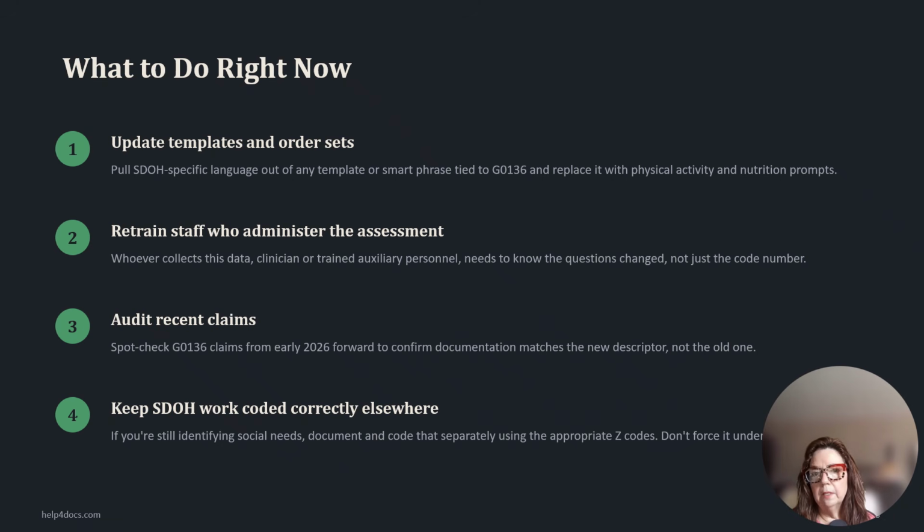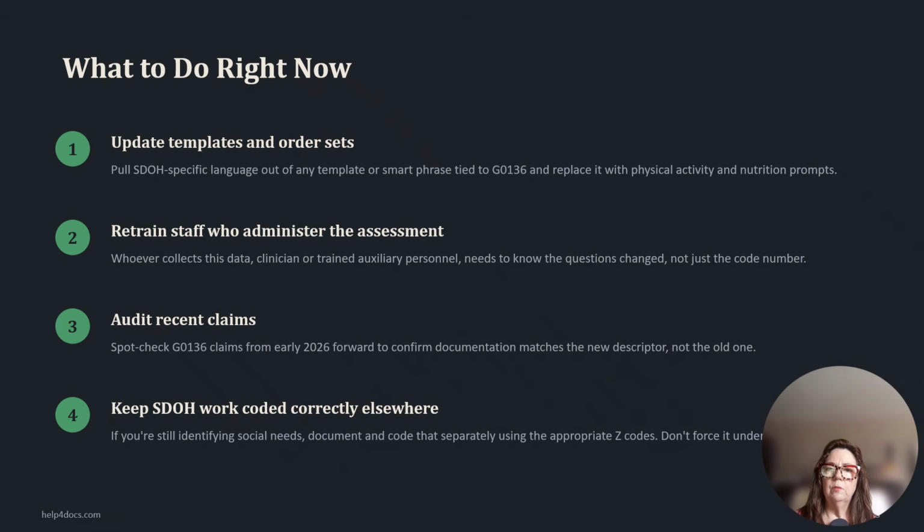Okay, so what can you do about this? First, you should get into your templates and order sets and pull out any SDOH specific language that's tied to G0136 and replace it with physical activity and nutrition prompts. The second thing is retrain whoever's actually collecting the information, because the questions change, not just the code definition on the paper.